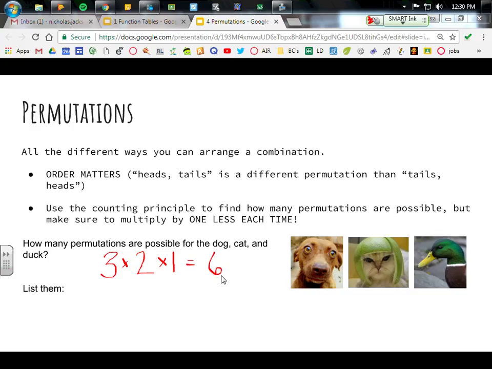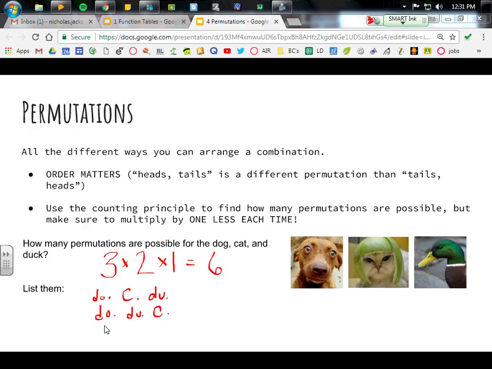All right. That's not too many, so we'll list them. So the obvious first permutation is a dog, a cat, and a duck. I'm going to abbreviate: DO for dog, and we'll do DU for duck. So dog, cat, duck. Well, we could also do the dog, the duck, then the cat. That's a different permutation because we flipped the order of the duck and the cat.